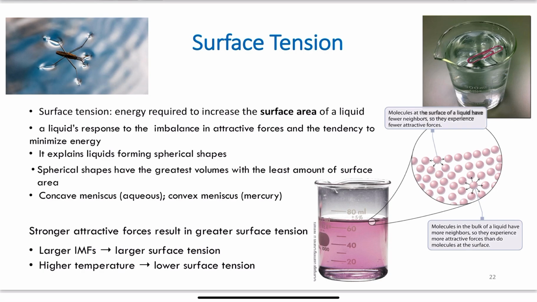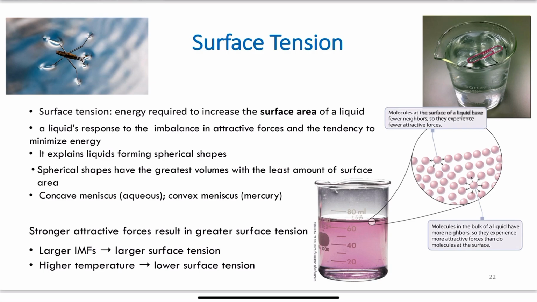Attractive forces and minimization of energy is what causes surface tension. So it's this liquid's response to the imbalance in your attractive forces and the tendency to minimize energy. Basically, it explains why liquids form spherical shapes. Why can insects float on water? Why does the paperclip float on the water? Why do these things happen? The spherical shapes have the greatest volumes, the least amount of surface area.